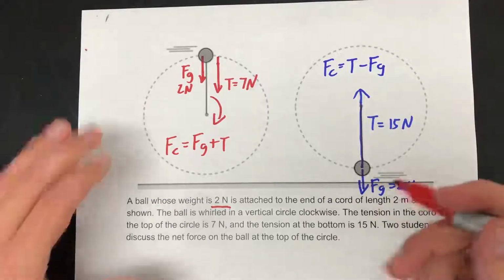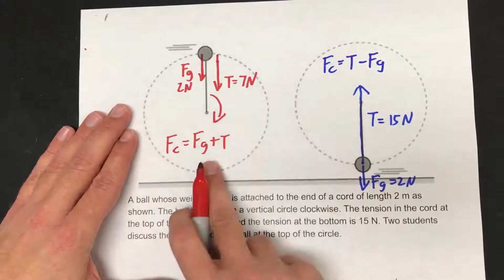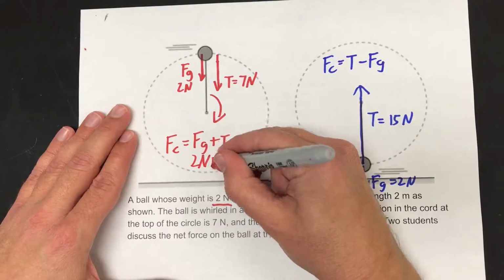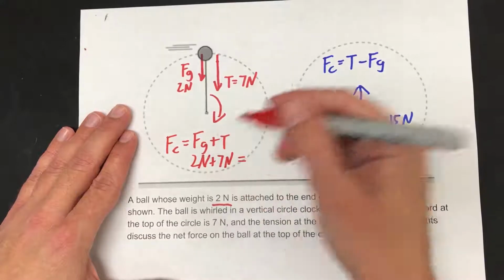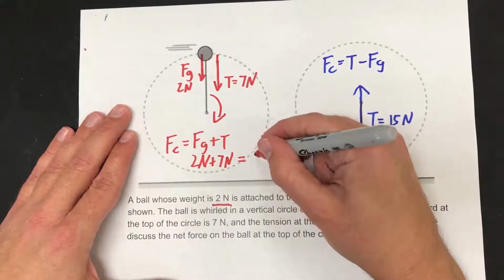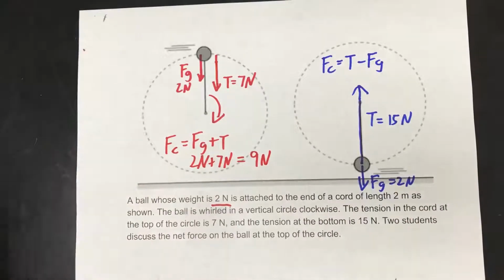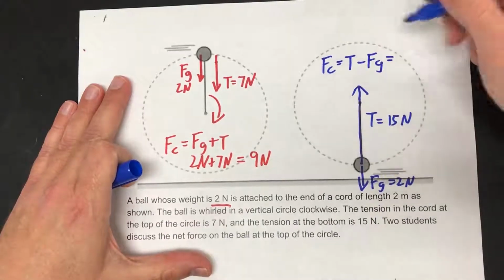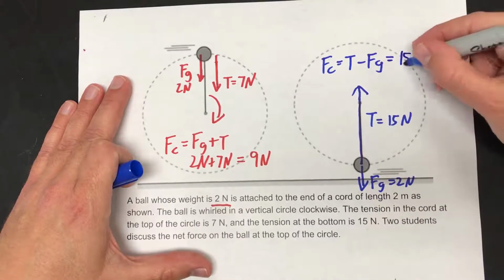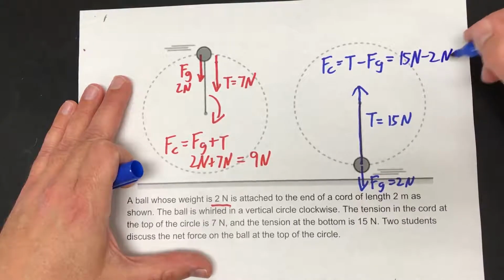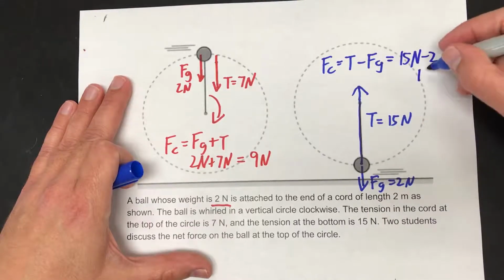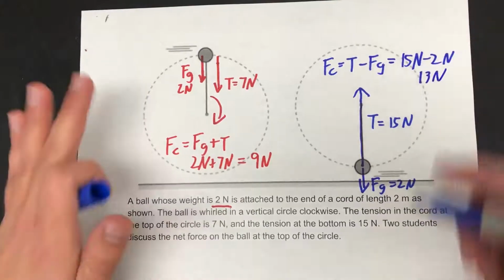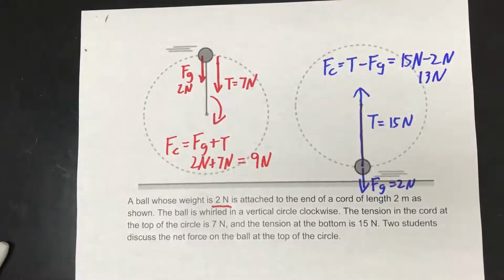They actually give numbers to this, and we can solve. In this case, the force of gravity is 2 newtons, and the tension up here, they say, is 7 newtons. So we know that overall up here the centripetal force is 9 newtons. Over here in this case, we can see that the tension minus the gravity will be the centripetal force. So it'll be 15 newtons minus 2 newtons. So in this case here, the centripetal force is 13 newtons. So it must not be going at constant speed in order to get that to happen there.